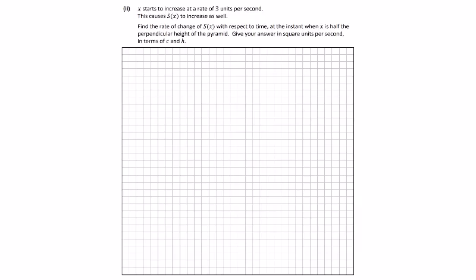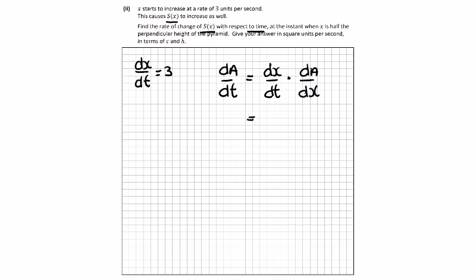Then we have x starts to increase at 3 units per second. So x increasing over time is dx dt. That should be your first note. That's equal to 3. This causes s of x to increase as well. We're asked to find the rate of change of s of x with respect to time, so we're asked to find dA dt. Let's set up a chain rule to see what we have. dA dt, we can include dx dt, and we'd have to have dA on top. We'd have to get rid of the dx. So we have dx dt is 3.